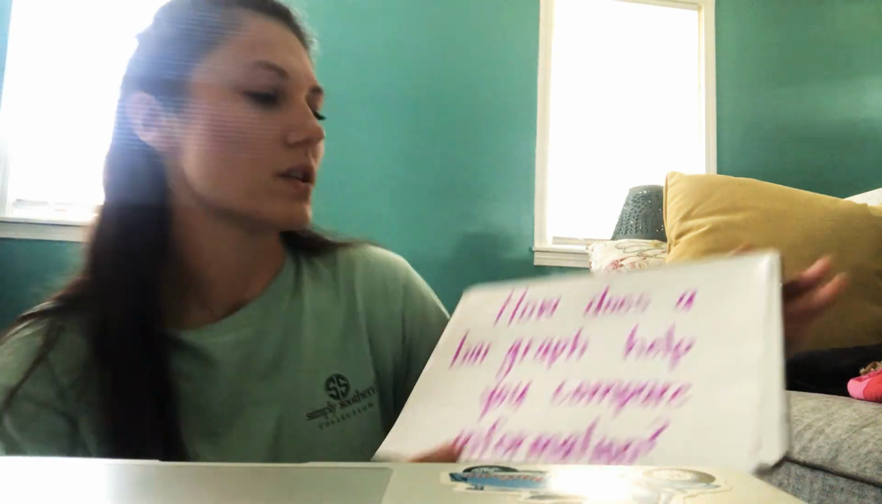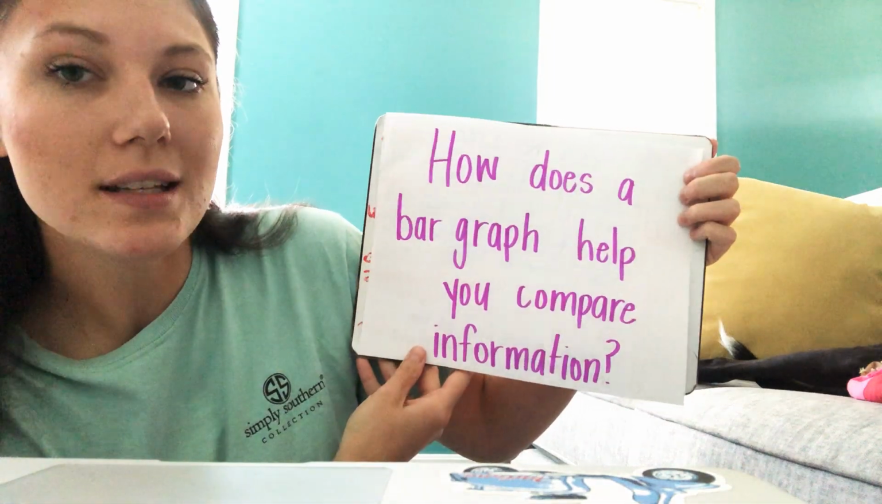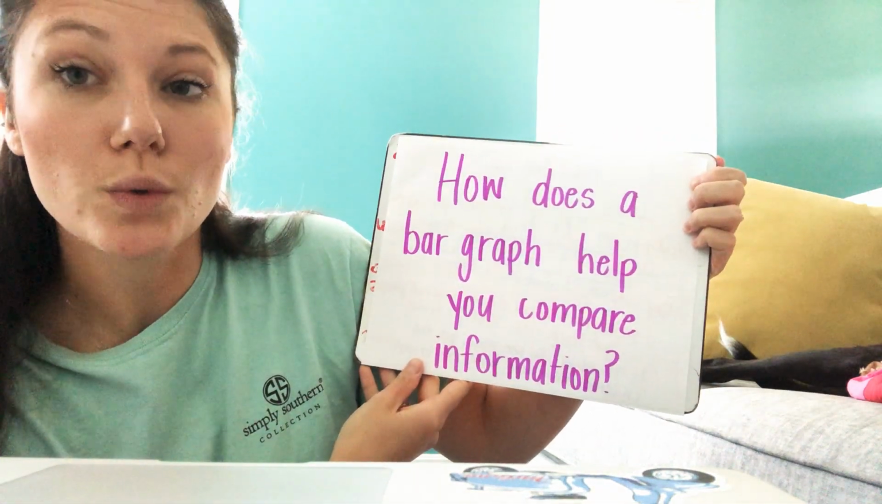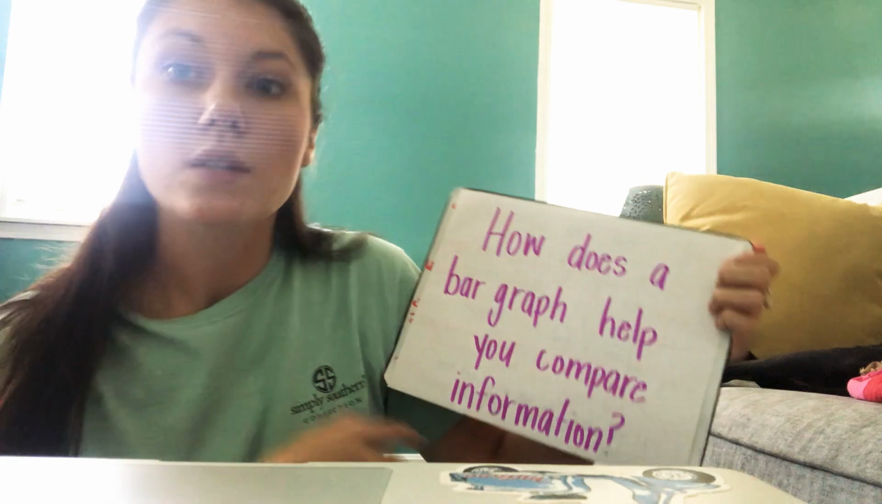Okay, so now here is an essential question that I want you guys to answer. It says, how does a bar graph help you compare information? So how does that help us compare information based on our data that we've collected, or like what Dan had with the food?